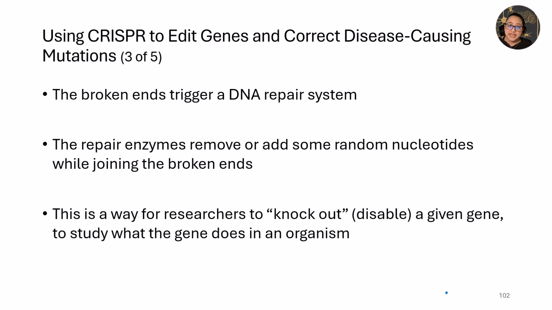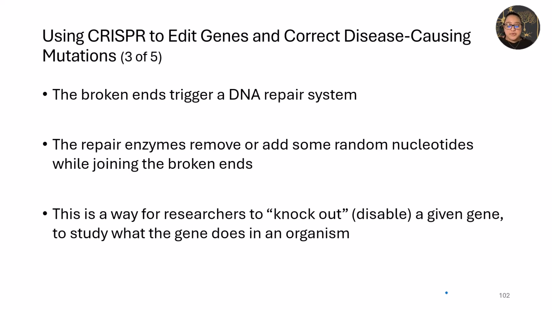So the broken ends of that DNA, once it's cut, trigger a DNA repair system. The cell wants to like, whoa, we don't need a broken end. That's bad. We've got to fix it. So the repair enzymes might remove some random nucleotides, or they might add some random nucleotides while fixing those broken ends. Like, they're trying to fix a railroad track. They're just like, oh, maybe we should cut out the damaged parts, or maybe we should add in more, and then stick them back together.